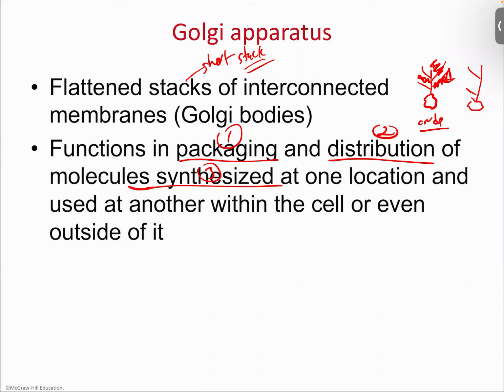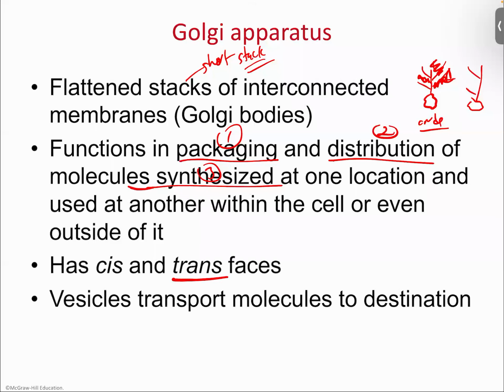And so ultimately you have to sort this out. You have a package that you receive at the cis space, and then you have the modified version of it leaving at the trans space. So cis means same, trans means opposite, right? That's basically what you have with cis and trans faces. The cis face is going to be receiving these transport vesicles, and then the trans face will be exiting more vesicles, but these are the secondary vesicles.